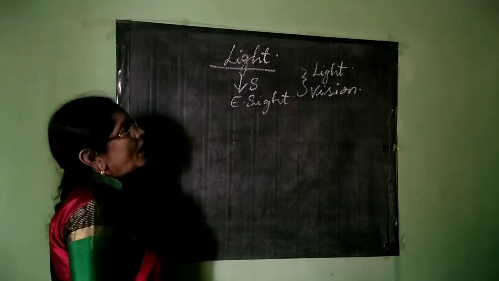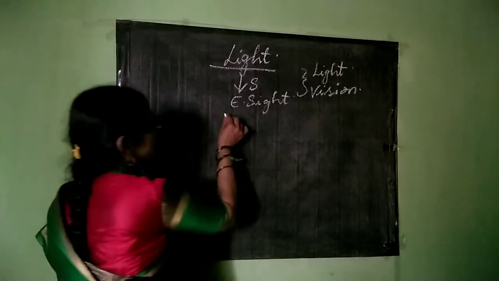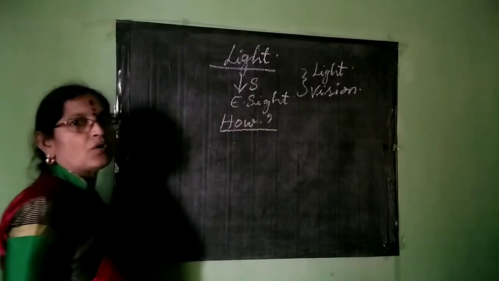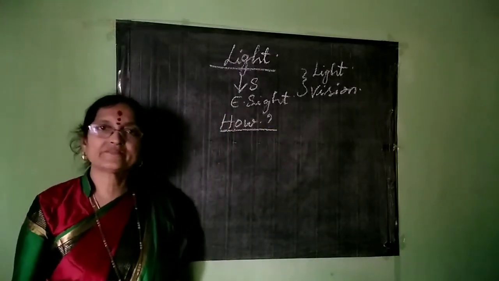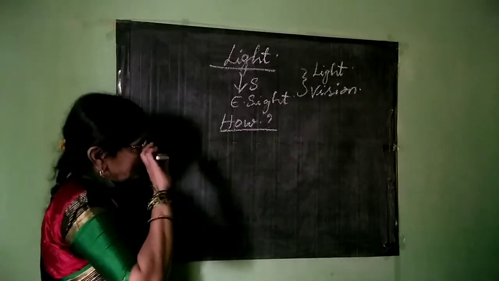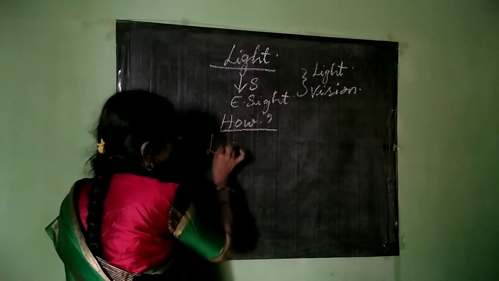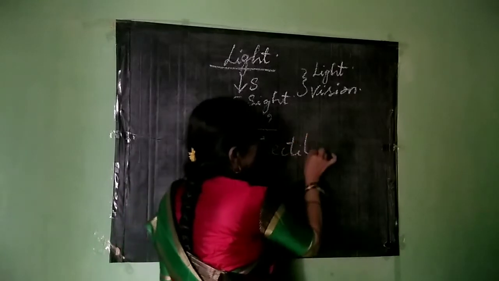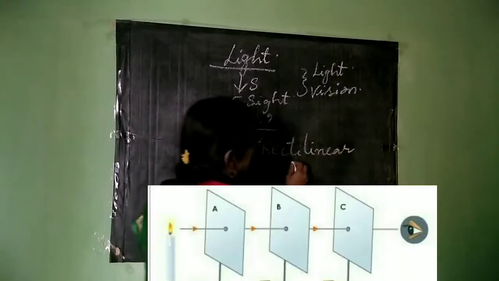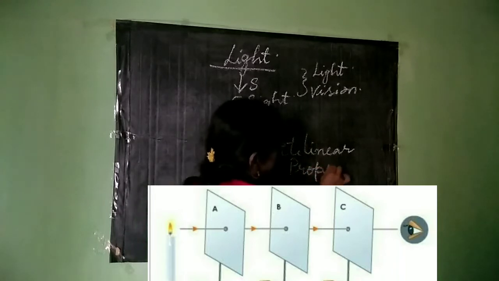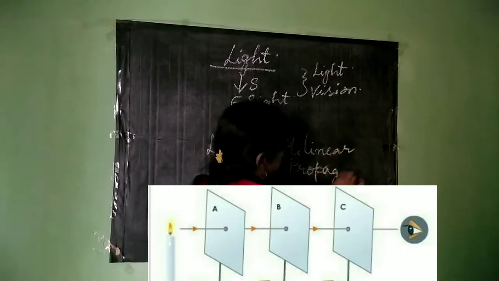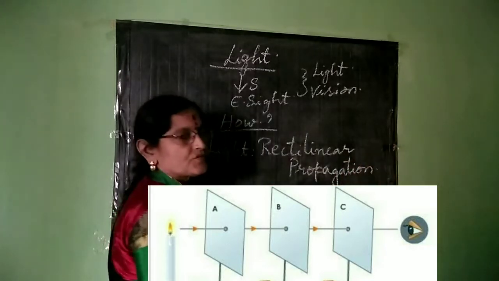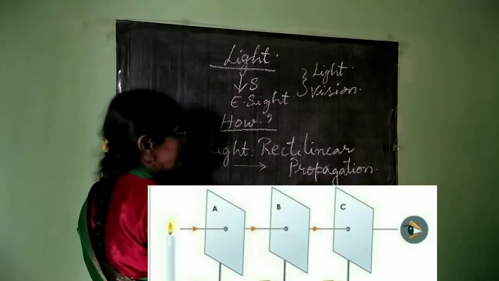But still the question is, how is it possible? That we will be learning. Already in the lower classes, we have studied about light, that light undergoes one property. That property is known as rectilinear propagation. That means light always travels in a straight line.